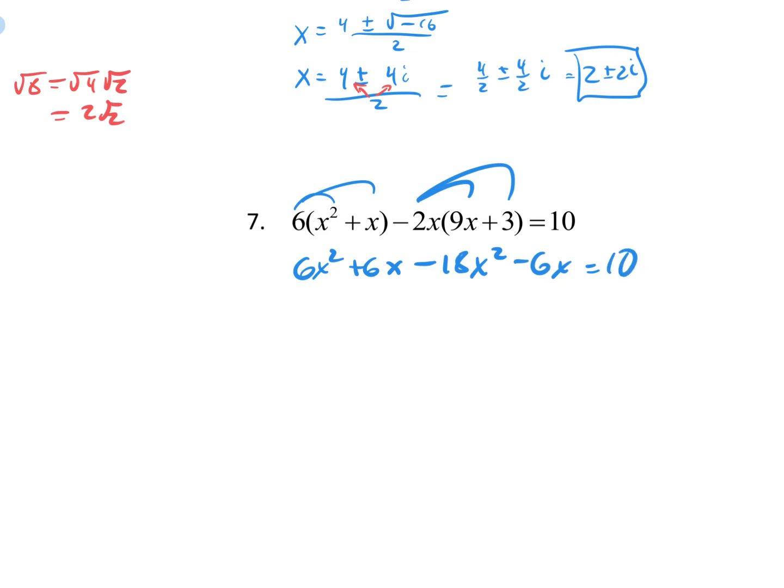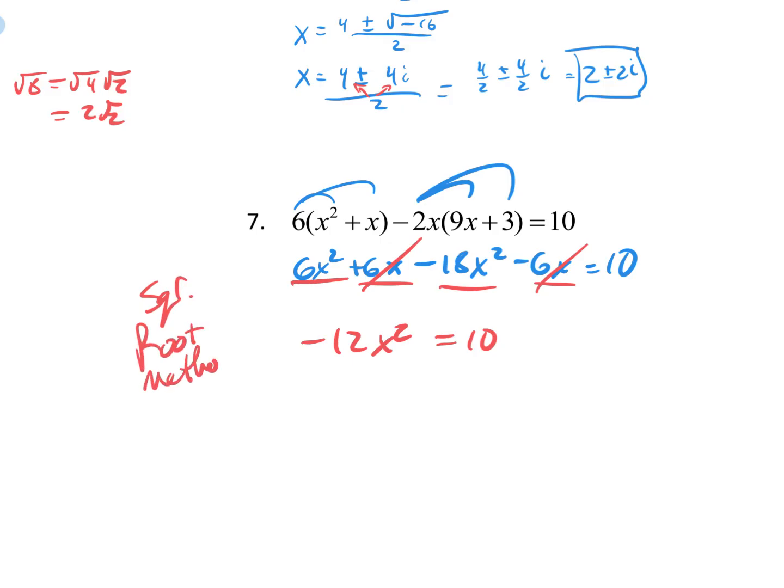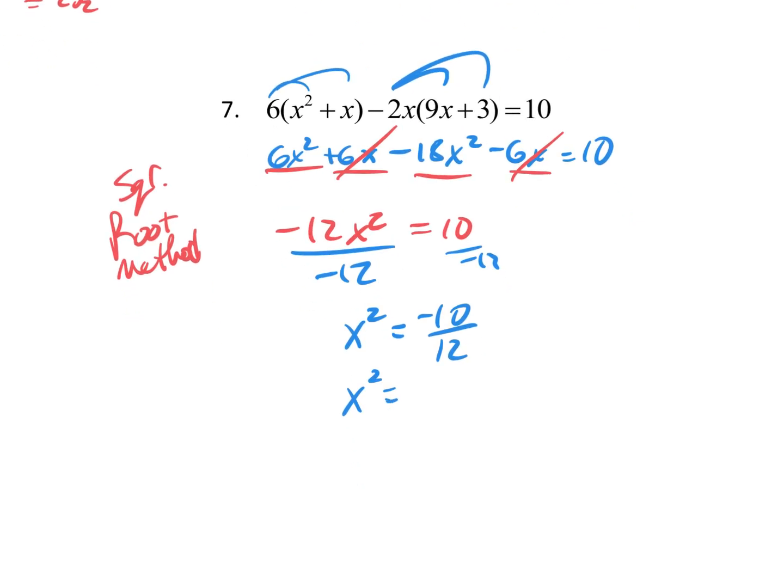Go ahead and combine like terms. It's going to be negative 12x squared plus 6x minus x. Oh, that's nice. That goes away. Equals 10. So now it's the square root method. It looks like a lot going on, but since the x terms disappear, we don't need the quadratic formula or anything. Just divide by negative 12, and x squared equals negative 10 twelfths, or let's divide those by 2, negative 5/6.